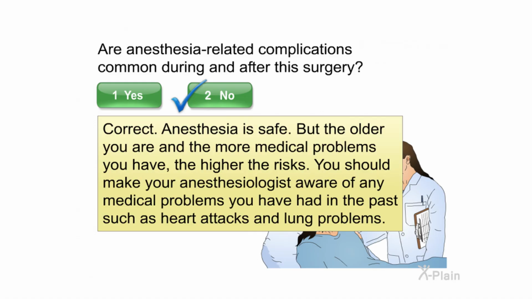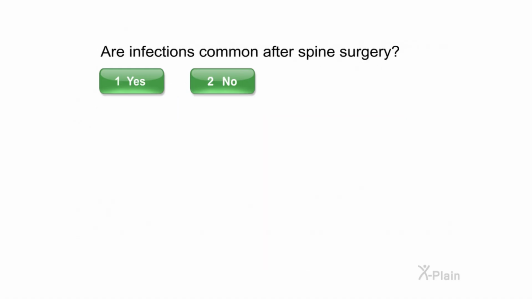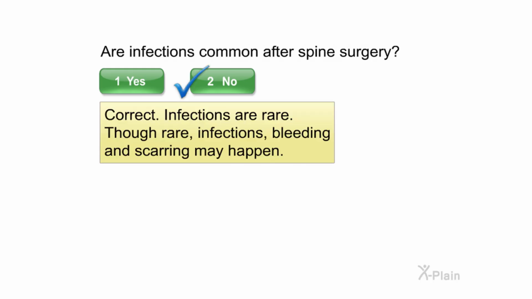and lung problems. Are infections common after spine surgery? Select yes or no. Correct. Infections are rare. Though rare, infections, bleeding, and scarring may happen.